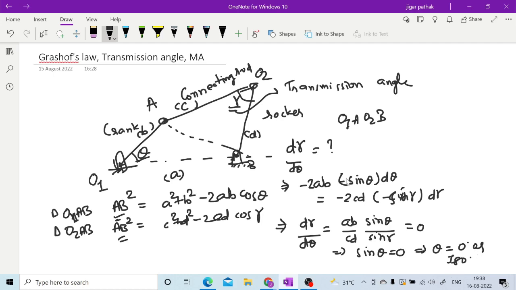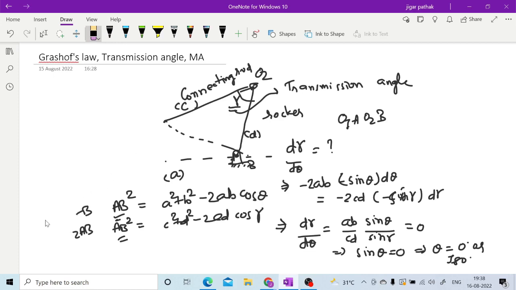So this is how you can calculate the transmission angle and its importance in your 4-bar chain mechanism. After this transmission angle, the next thing is MA. MA is nothing but mechanical advantage. So let us go through that mechanical advantage also.